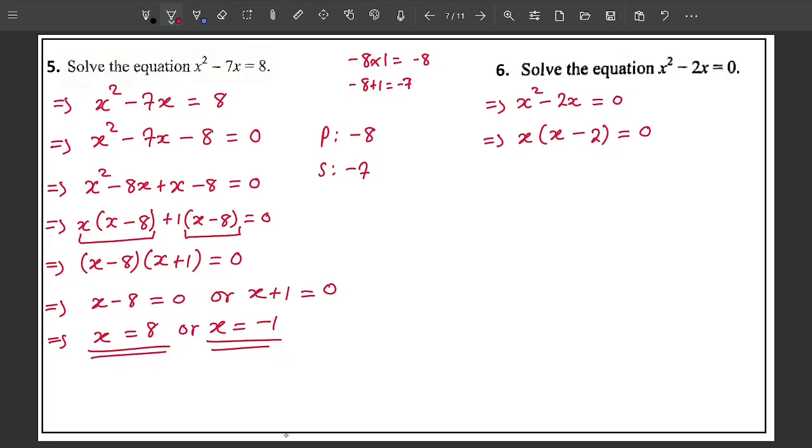Again, it means either x is equal to 0, or x minus 2 is equal to 0. So this implies that x is already known to be 0, or x equals 2, which crosses over and becomes positive 2. So this becomes our answers. Let's proceed.